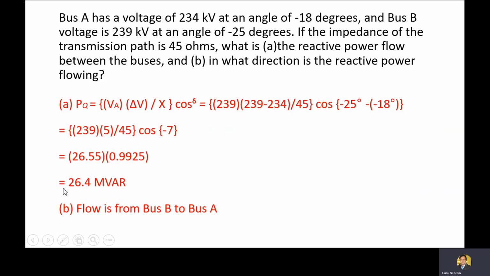Now this is the value of reactive power flow, first of all in the A part that we have to calculate, and then what will be the direction of the reactive power? As the value of megawatts is positive, we can say that the direction of the power flow is from bus B to A, as the bus B voltage is higher and bus A voltage is lower than the bus B voltage.